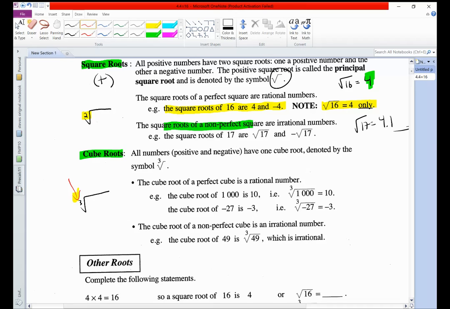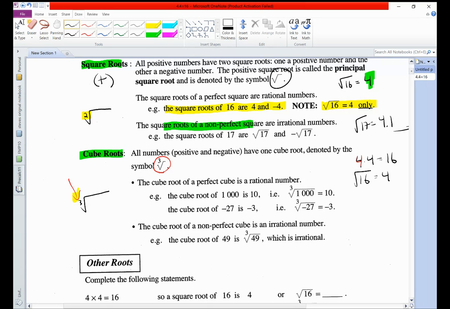In the case of cube roots, all numbers, positive and negative, have one cube root, denoted by the symbol right here. That's the one I just wrote on the left side there. A square root is a number multiplied by itself twice: 4 times 4 is 16, so the square root of 16 is 4. A cube root is the same thing, but 3 times. It says here the cube root of 1,000 is 10.